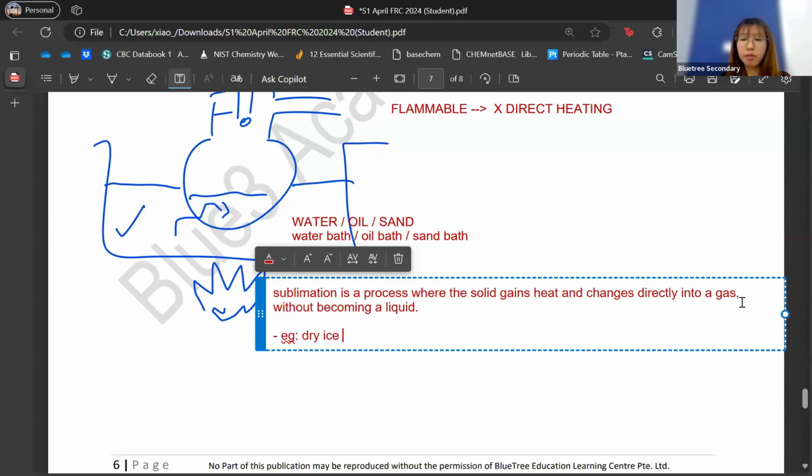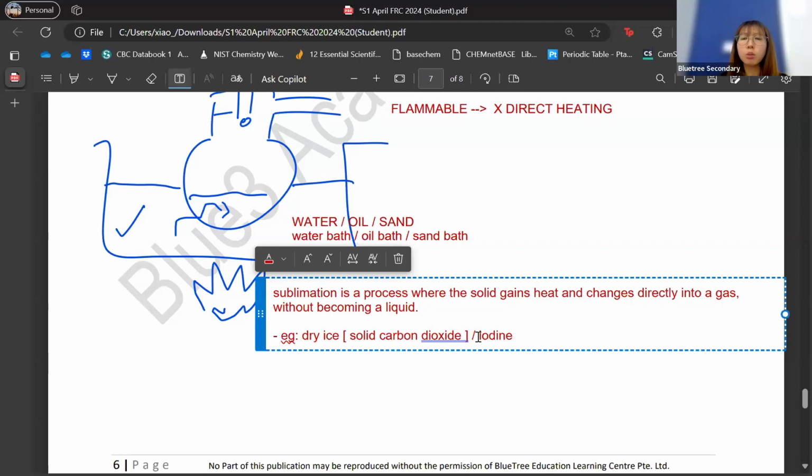In case you're wondering, what substances are so special that they can sublime without melting first? Your dry ice. Dry ice is your solid carbon dioxide. Don't write gas, because you're contradicting. Solid carbon dioxide. If you take out your dry ice, you'll notice that it will vaporize immediately, giving you a very mystical effect. Some of us use dry ice in our wedding to give that mystical, fairy tale vibe. Or magicians also use dry ice. So this is an example of a substance that can sublime.